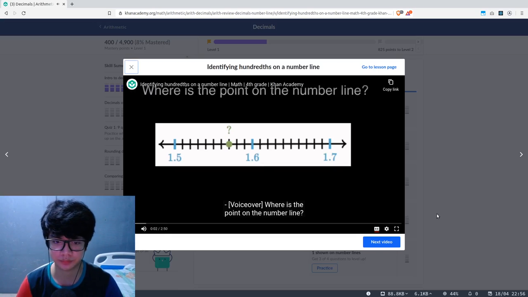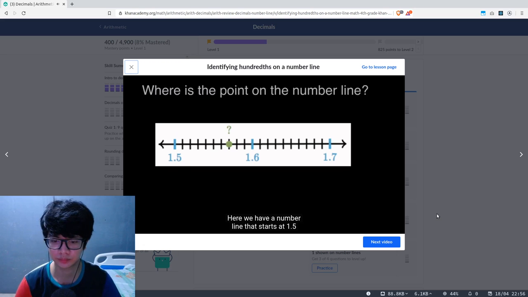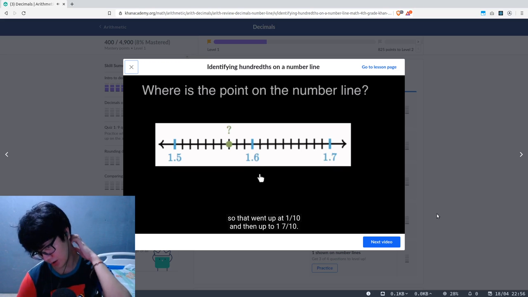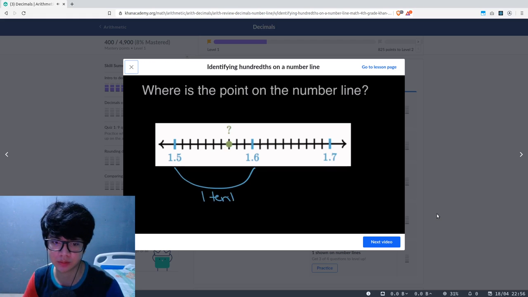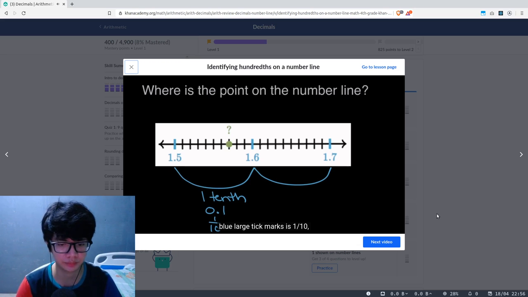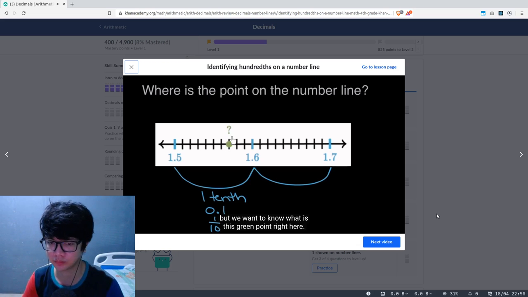Where is the point on the number line? Here we have a number line that starts at 1.5, or 1 5/10, and goes to 1 7/10. So the distance between these larger blue tick marks is 1/10, because we go from 1 5/10 to 1 6/10, so that went up a tenth, and then up to 1 7/10. So this distance here is 1/10, or we could write that as a decimal, 0.1, or as a fraction, 1/10. That distance between each of these blue large tick marks is a tenth. But we want to know what is this green point right here.